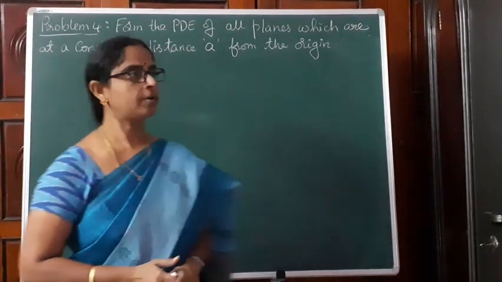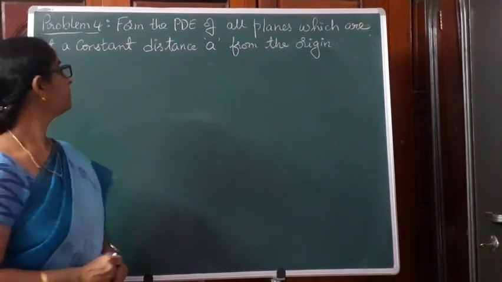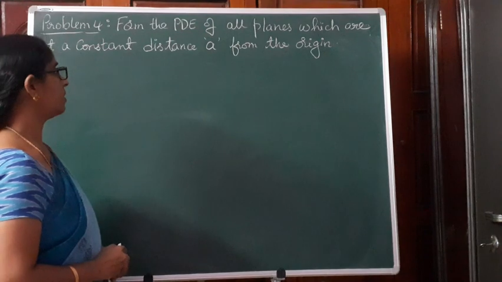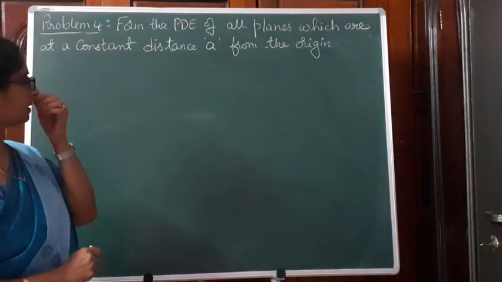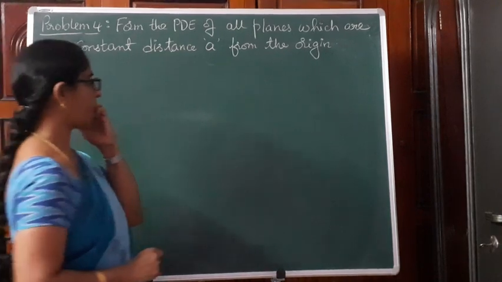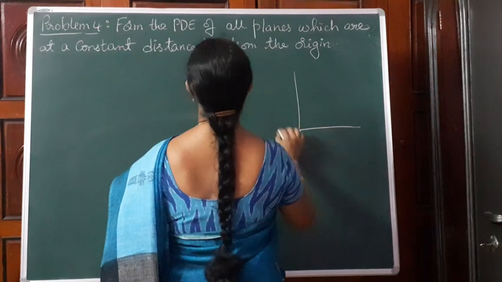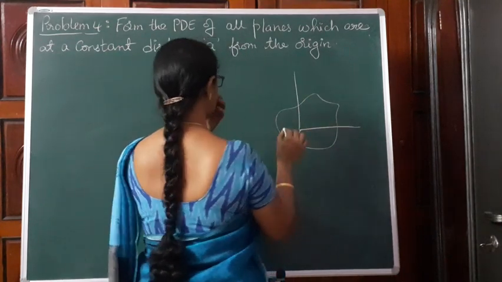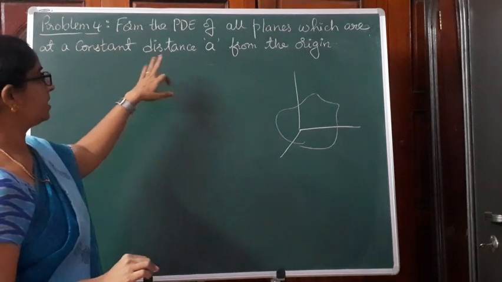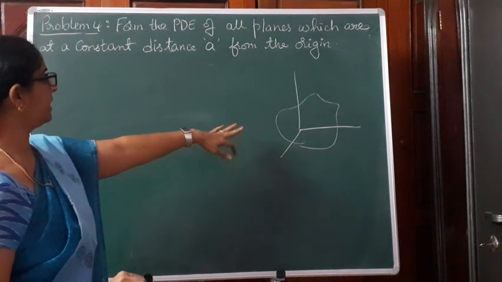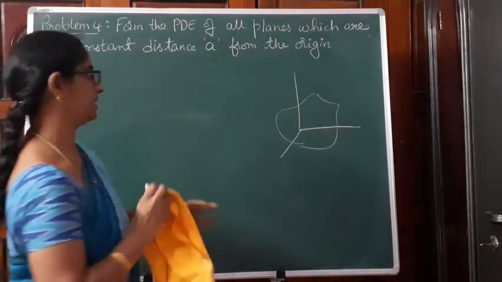We'll discuss one more problem. Form the partial differential equation of all planes which are at a constant distance a from the origin. So we take a plane equation, and we are asked to find a partial differential equation of this plane. How is this plane? It is at a constant distance a from the origin.